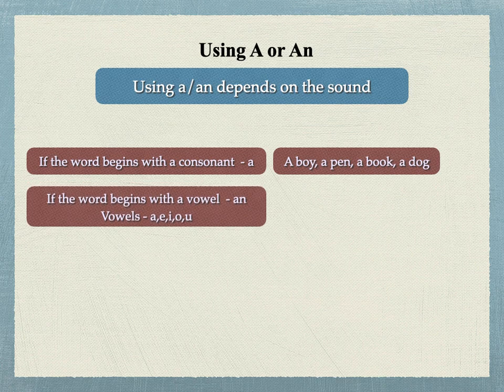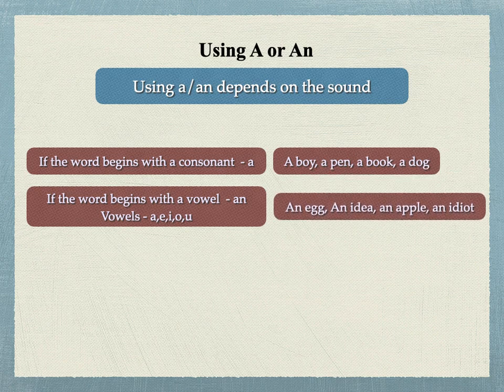If the word begins with a vowel, now we know the vowels in English: A, E, I, O, U. So if the word begins with any of these vowels, you have to use an. An egg, because it begins with E, which is a vowel. An idea, I, which is again a vowel. An apple, A, which is a vowel. An idiot, I, again a vowel.